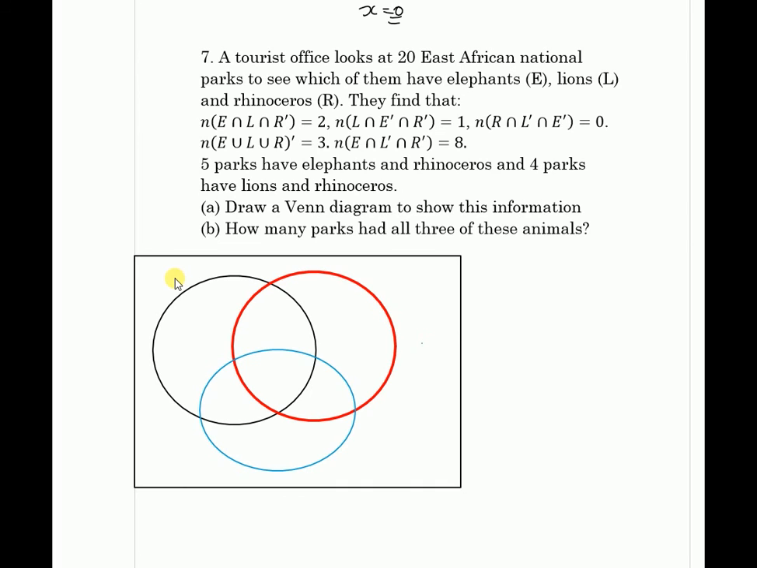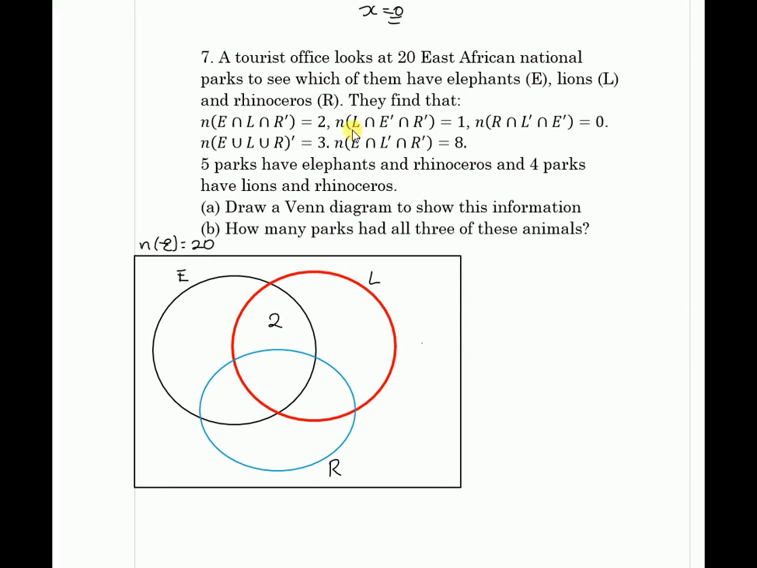They gave us the letters already, so we have E for elephants, L for lions, and R for rhinos. They said we have 20 East African national parks, so the universal set is 20. The number they find for E intersection L intersection R complement: in E, in L, outside R, it is this region here. That's why we have the 2 there.